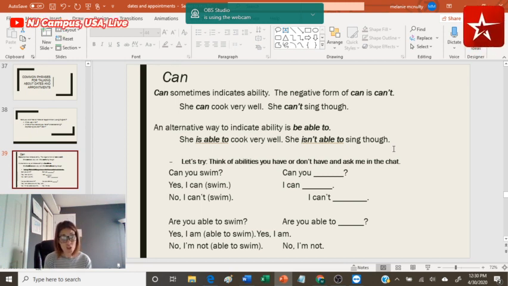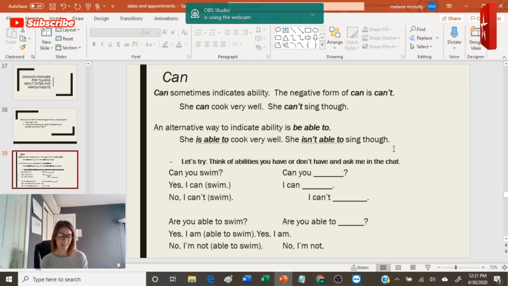I'll ask you, can you cook? Can you climb a mountain? I don't know if I can climb a mountain. I can try to climb a mountain. Can you climb a mountain? No, I'm not able to climb the mountain.